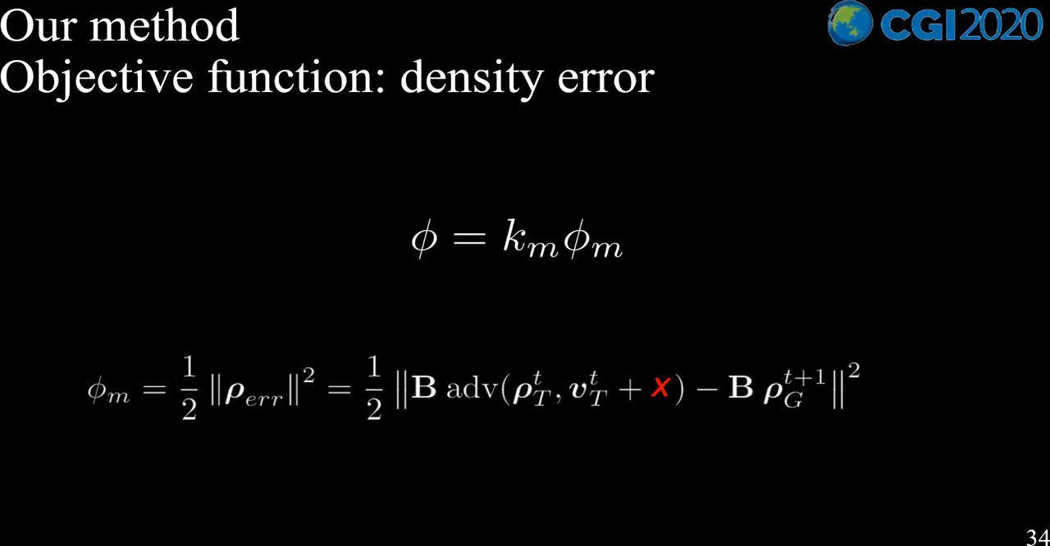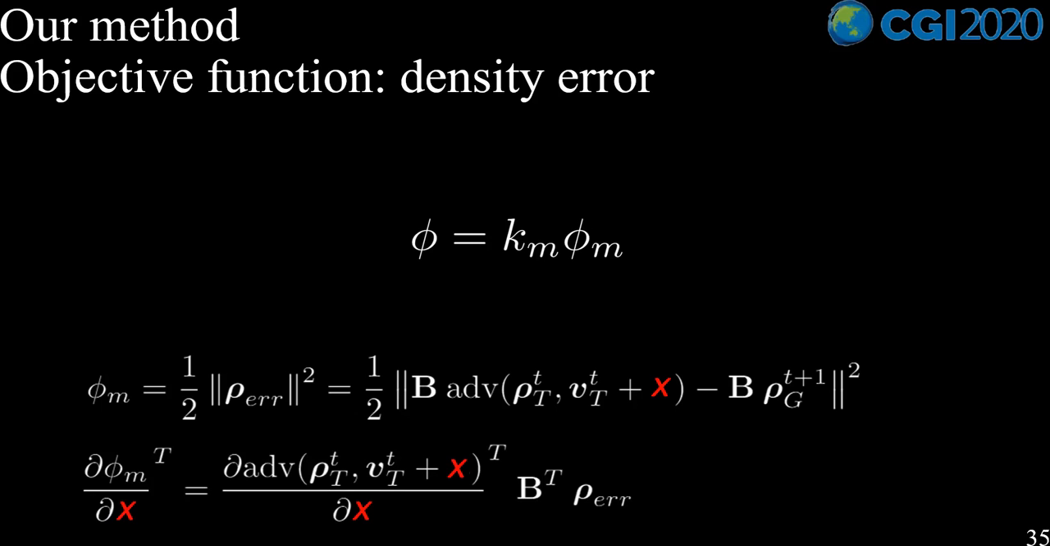We can now develop an objective function that will be minimized using gradient-based optimization. We define a function phi m by summing up the L2 norm of the previously defined error multiplied by a factor km. The gradient of phi m needed to perform numerical optimization is given by the following expression. As you can see, these terms depend on the following derivative, which corresponds to the variation of the density after advection depending on each component of x.